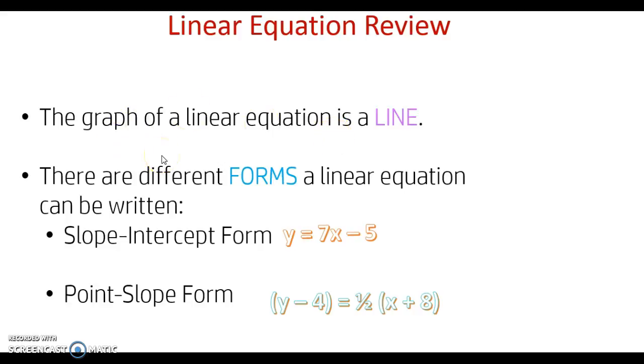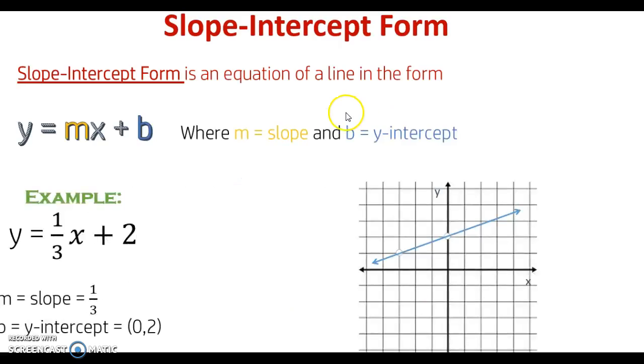There are two different forms that a linear equation can be written in. The first is slope-intercept form. It looks like this: y equals mx plus b. And then this is point-slope form. It might be something like y minus 4 is equal to 1/2 x plus 8. Slope-intercept form is definitely the form that I'm most familiar with, the y equals mx plus b, where m is the slope and b is the y-intercept.